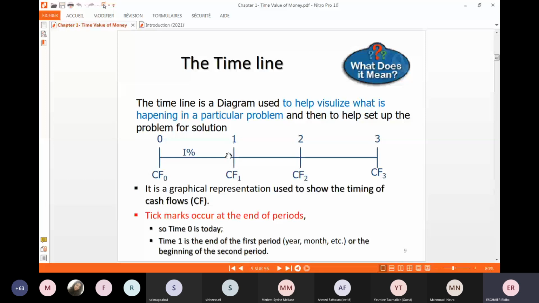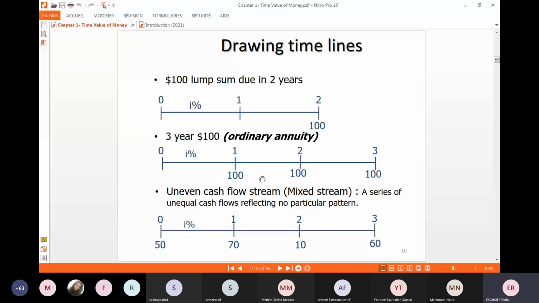It's very important to respect this logic of representation of the timing of the cash flows to be able to compute the correct present value or future value later. For example, we can have a lump sum, a $100 lump sum due in 2 years. A lump sum means a single amount that we will pay or that we will receive after 2 years from now. This is today, the date 0. This is 1 year from now. This is 2 years from now. 2 years from now, we will pay or we will receive $100.